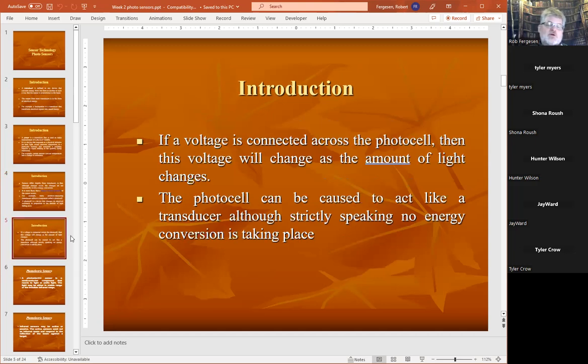So let's talk about photocells. A photocell is the simplest form of light energy converter. A photocell is considered a primitive PV, photovoltaic cell. It can convert light energy to electrical energy, and it's usually proportional. Like if I have a lot of light, I get a lot of voltage. If I have a little bit of light, I just get a little bit of voltage.